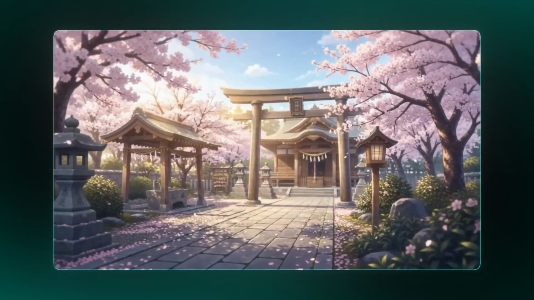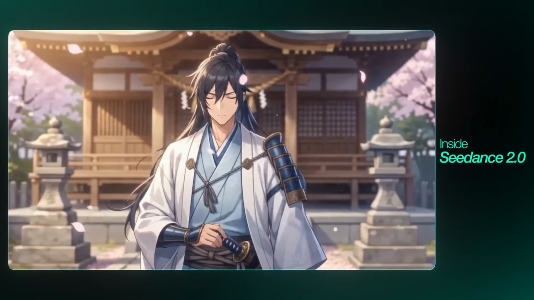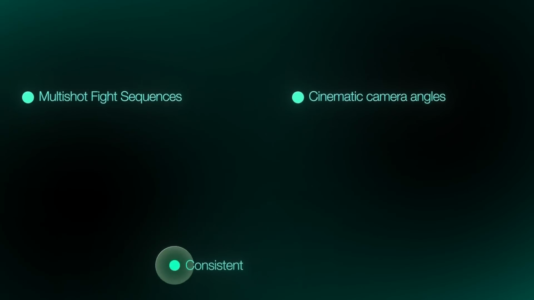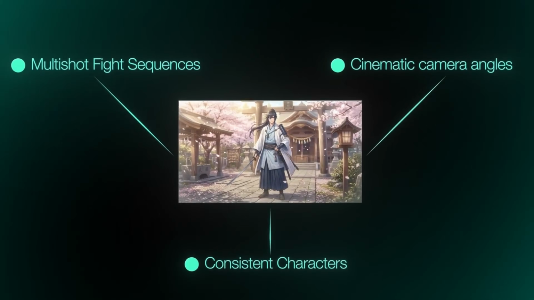You can now create full AI anime inside Seedance 2.0. I'm talking about multi-shot fight sequences, cinematic camera angles, and consistent characters, all from a single reference image.